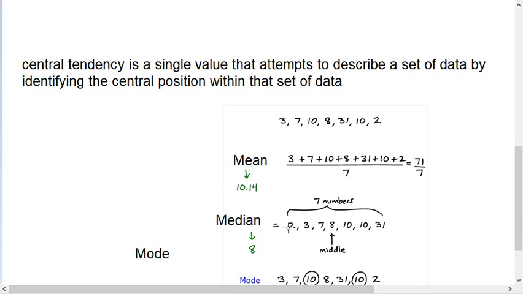Similarly median: arrange them serially and then take the middle number. Again we are getting one number only. Mode is the one which has the maximum frequency. So again maximum frequency means 10. So it should point out towards one number only. That's the meaning of central tendency.